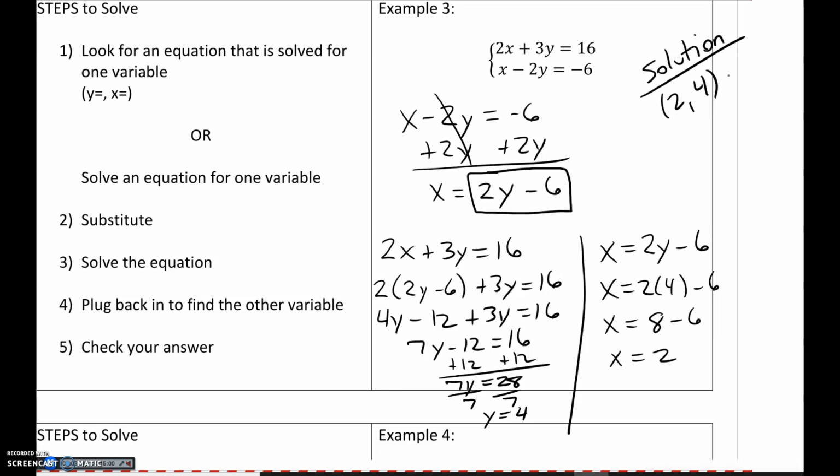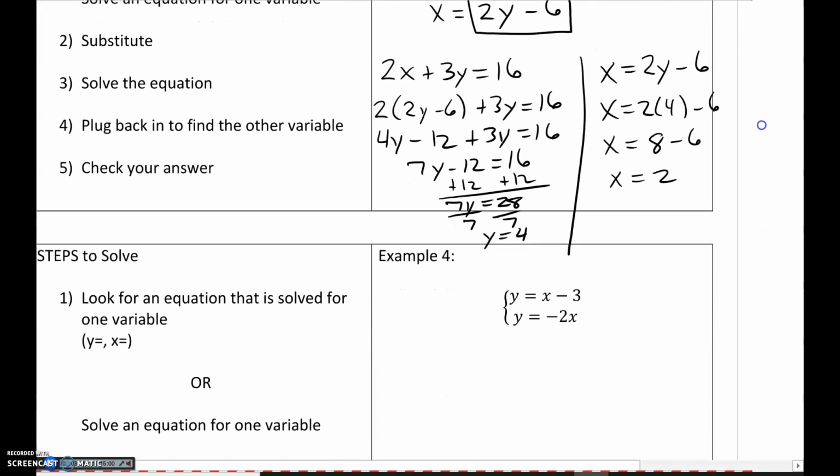For each of these problems, we can go back and check our answers. If you just plug your x value and your y value into each equation, that's how you can make sure. So for this problem, if x is 2, it'd be 2 times 2, which is 4, and then y is 4. 3 times 4 is 12, so 4 plus 12 is 16. In the other equation, we have 2 minus 2 times 4, so 2 minus 8 is negative 6. So these equations check out.